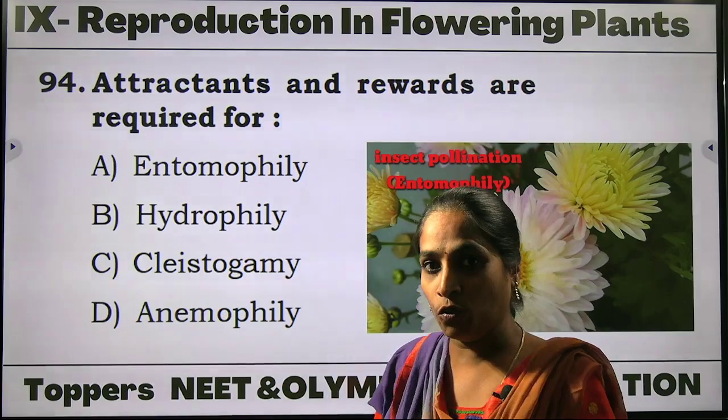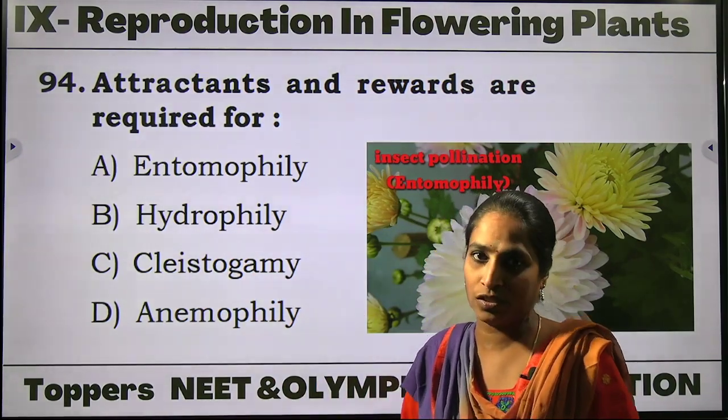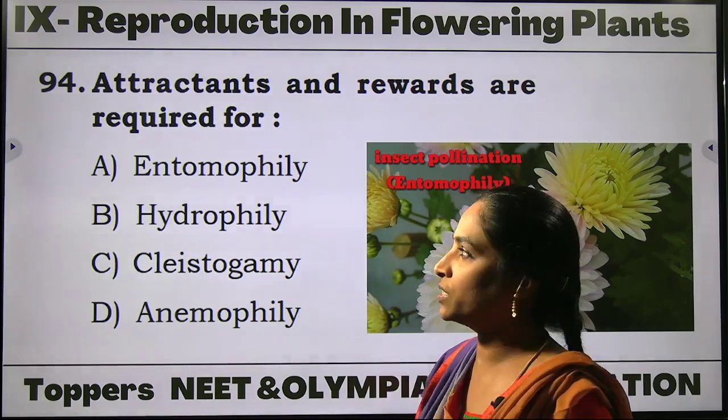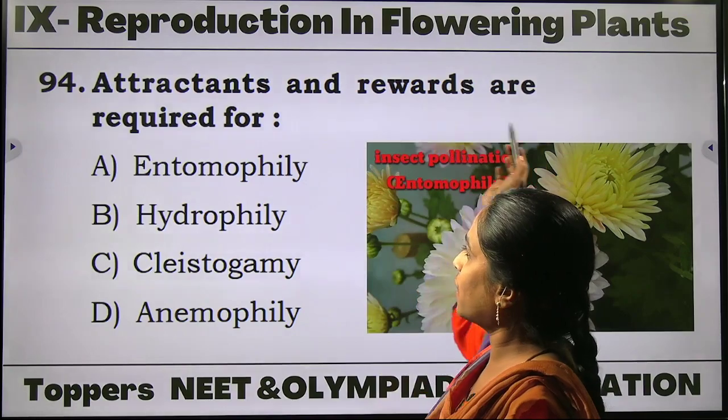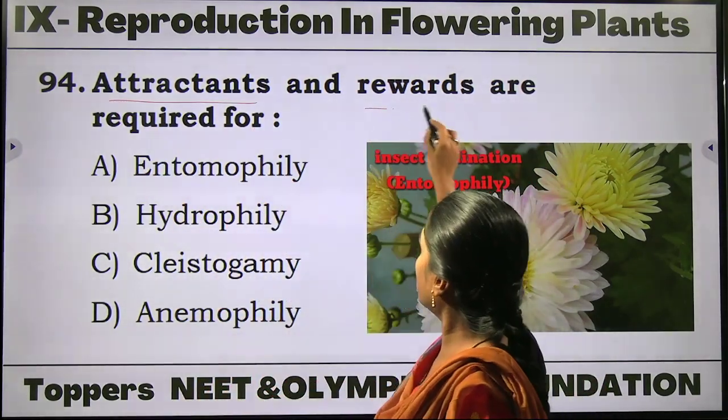91 to 94 we got skipped here because 92 and 93 are the repeated questions. So we have skipped those questions. So let us see the 94th question. Attractants and rewards are required for. What are the attractants and what are the rewards?